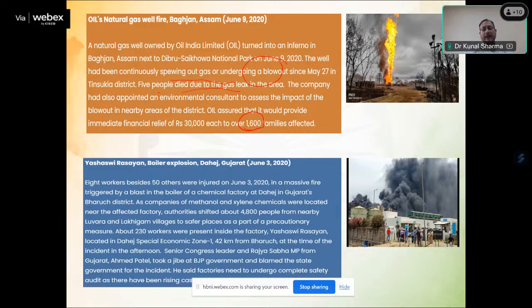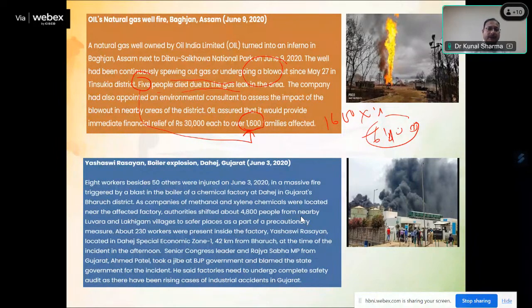So whenever there are such incidents wherein a chemical is involved, again oil is a type of chemical only, the impact is too much. Only five people died, but the impact on the societal communities is big, over 1,600 families affected. If you count that they have only four people in a family, you can easily assess that about 6,400 people got affected in a leakage. And it took time also, resources also were spent, and there was loss to the economy. Next was Yashasvi Rasayan boiler explosion, Dahej, Gujarat.